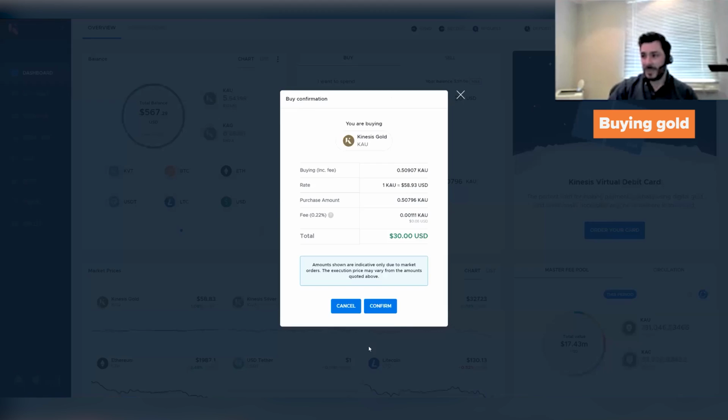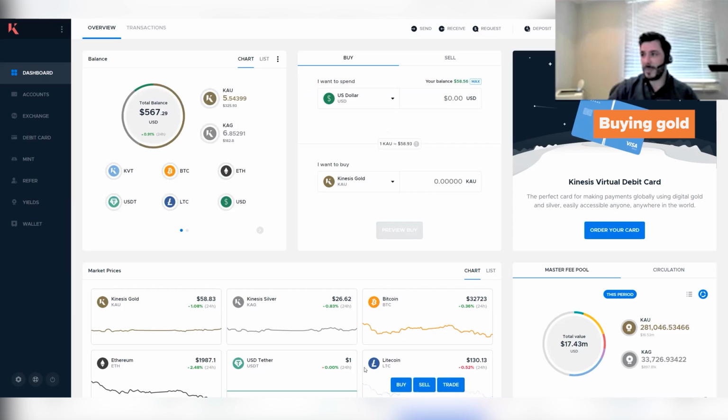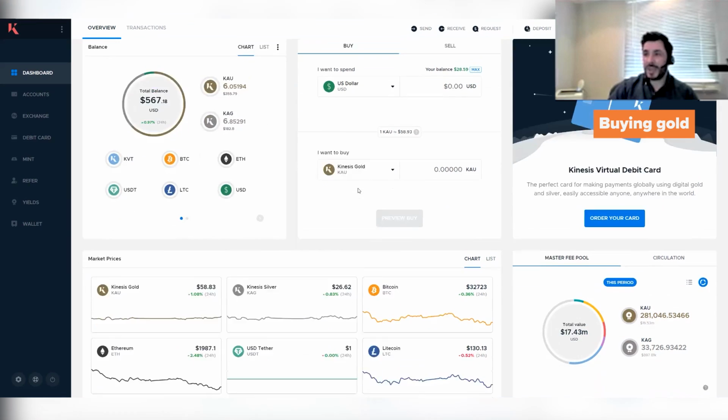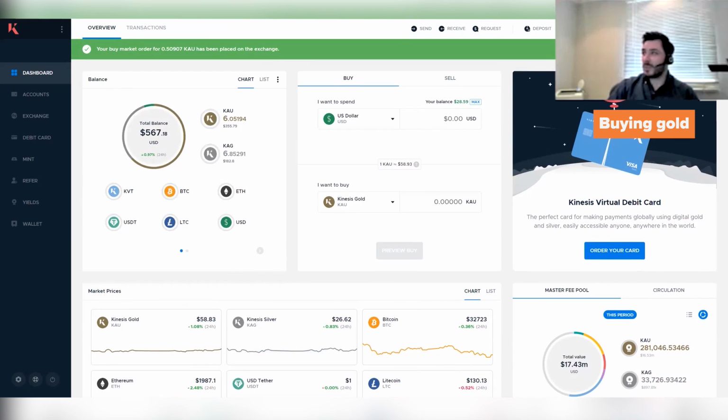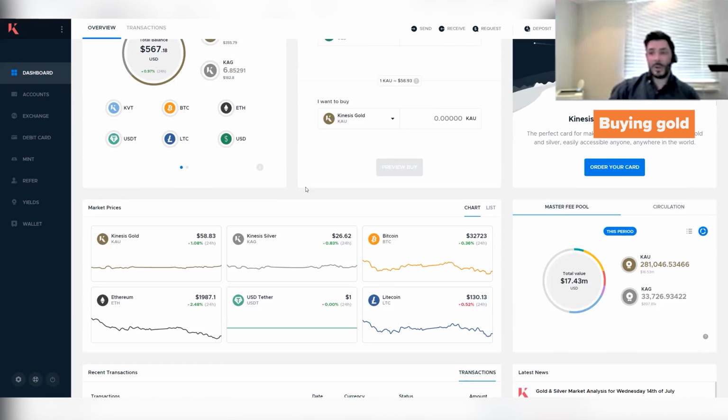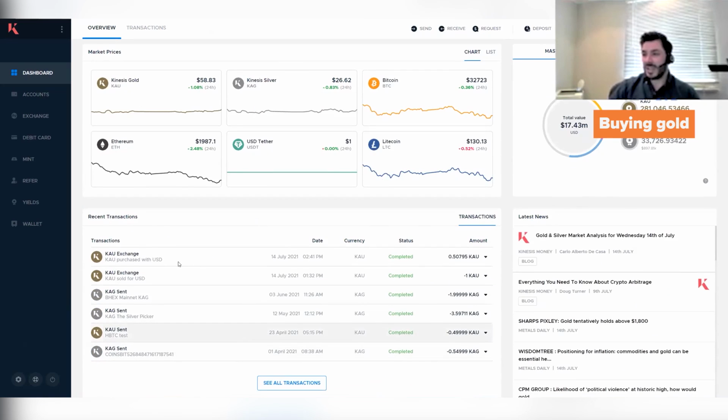I simply press preview buy, confirm the order, and my gold balance is now changed. That's it. I've just bought half a gram of fully allocated gold, and there are no storage fees for you to hold it. And now you're a gold owner. You can actually see here in the recent transactions that there's my trade order just done, completed.